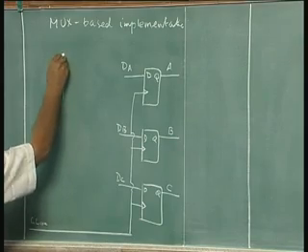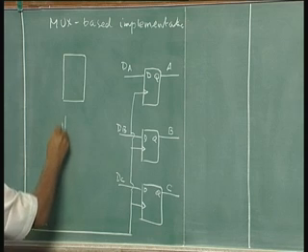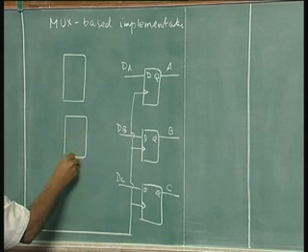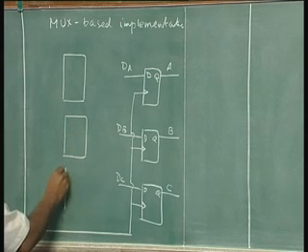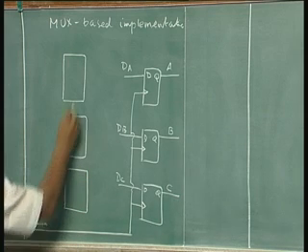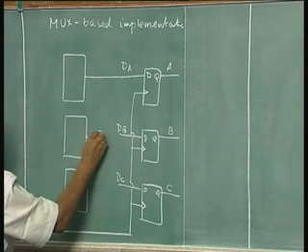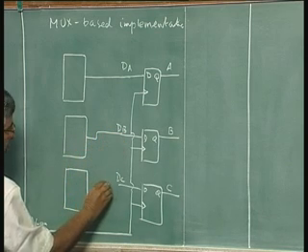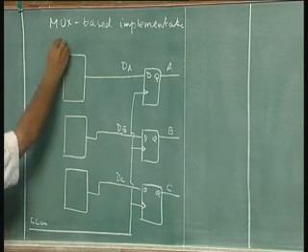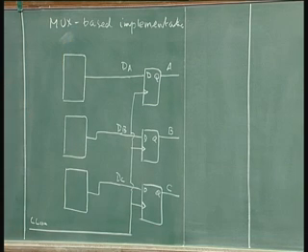So, very simple system design. This board is not big enough, so I will have to draw them rather small, but it does not matter. So, this is the output of the first multiplexer, this is the output of the second multiplexer, this is the output of the third multiplexer. Each of these is an 8 to 1, now I will tell you why it is 8 to 1.